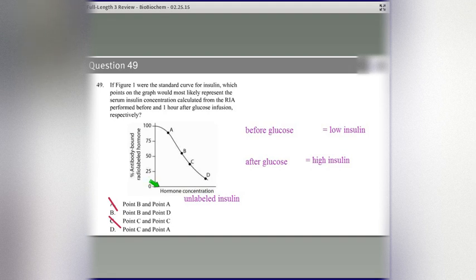So which one is going to show us low unlabeled insulin? Here we have low x-axis, medium x-axis, and then high x-axis, which is high insulin. So which side is going to be the low unlabeled insulin, the left side or the right side, if we're following along this x-axis? There we go. The left side is going to be low insulin.